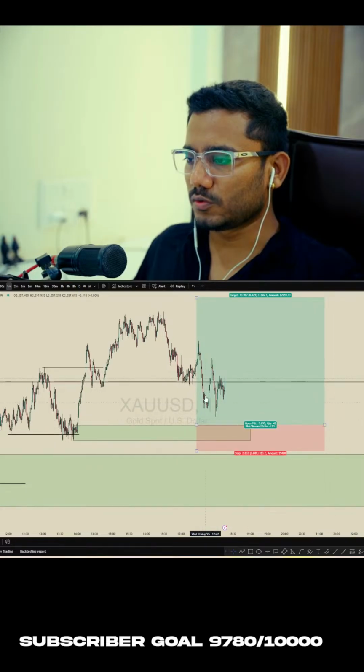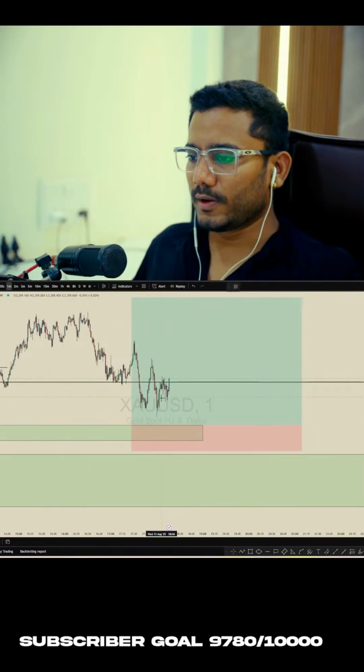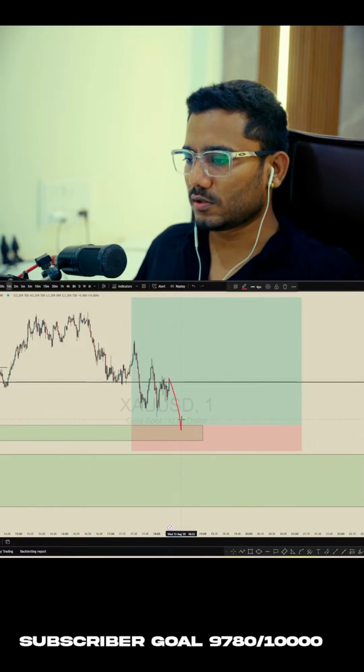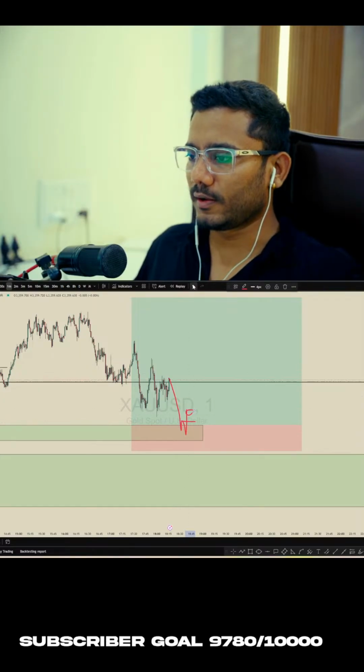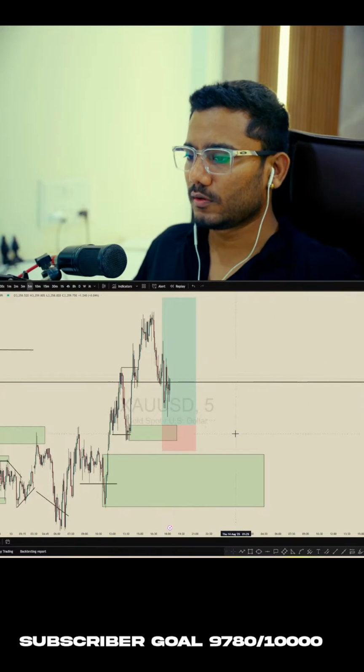So we want price to come to this area and then it should close, like, engulf the previous candle. Then only I look for a buy side entry. So this is the entry confirmation.